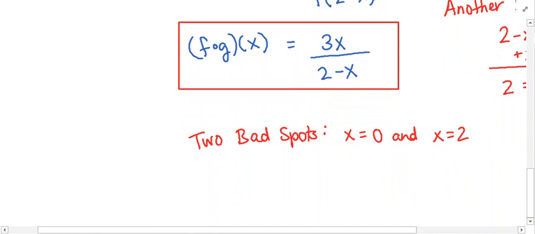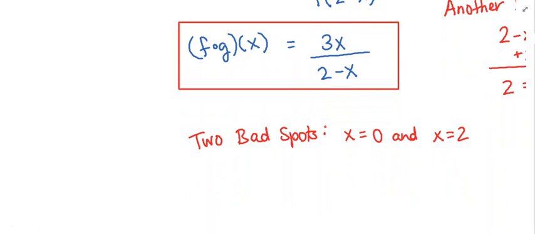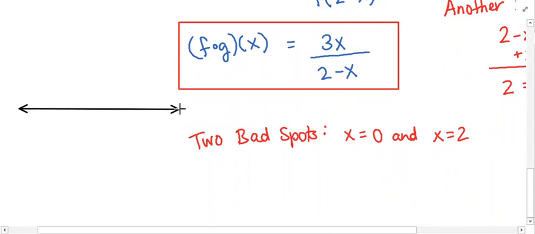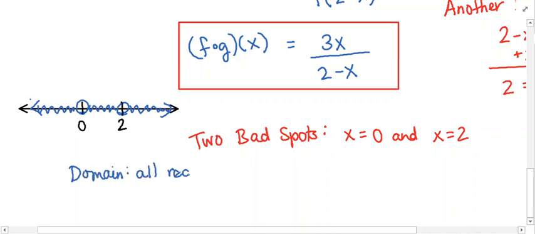Okay, we're going to go ahead and write down the domain. Again, you can do your little number line thing. The bad spots are 0 and 2. So we want to put an open circle to exclude these two guys. Everything else is good. Okay, so the domain here is going to be all real numbers except x equals 0 and x equals 2.